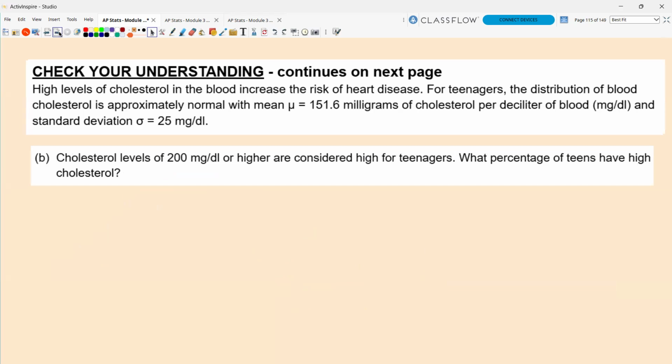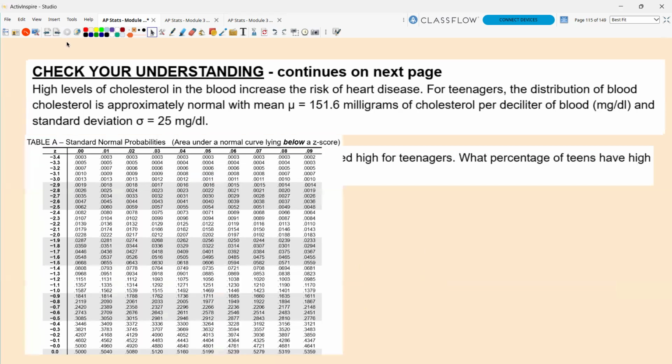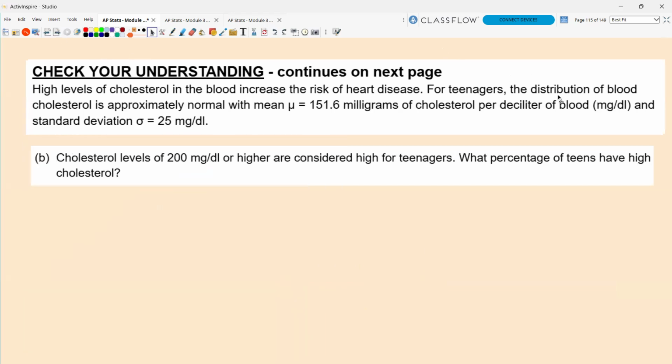Part B. Again, pause the video, and I'm going to work it out in 3, 2, 1. Cholesterol levels of 100 milligrams per deciliter or higher are considered high for teenagers. What percentage of teens have high cholesterol?